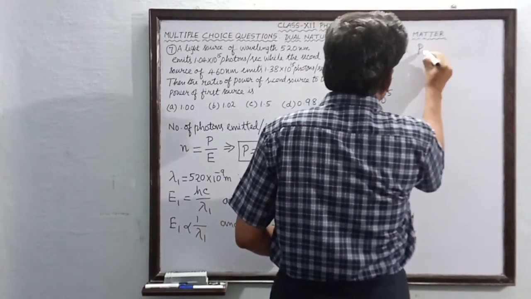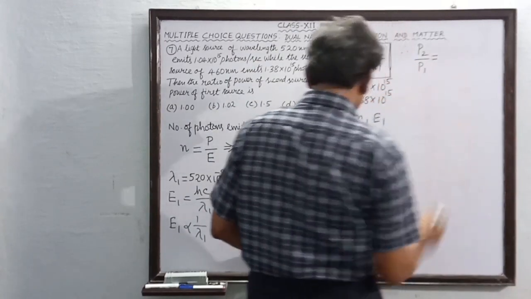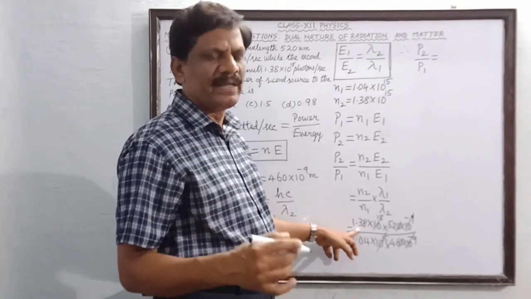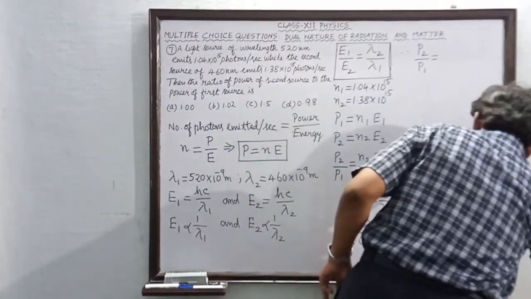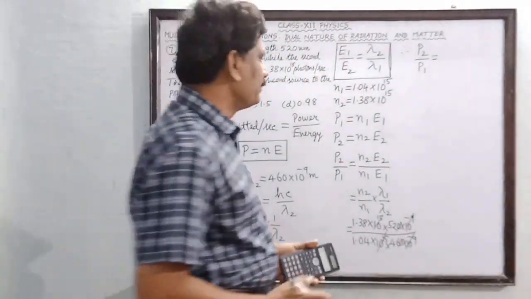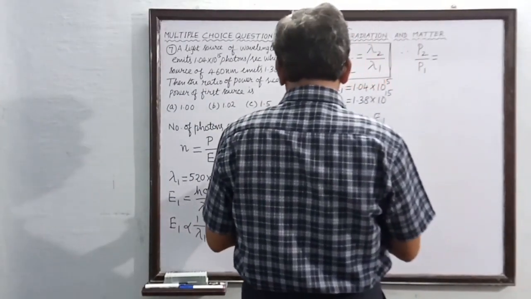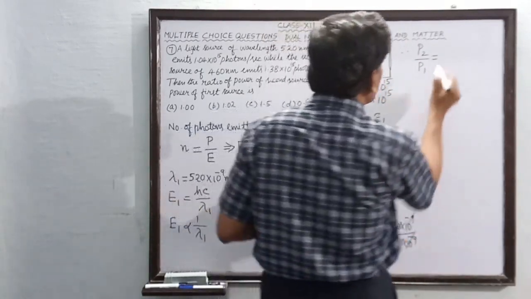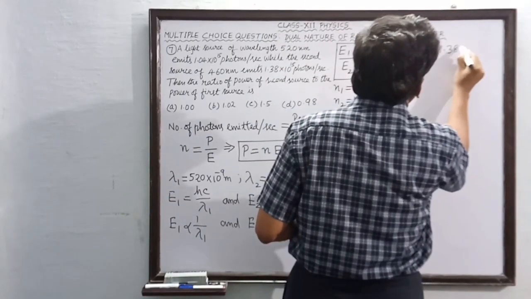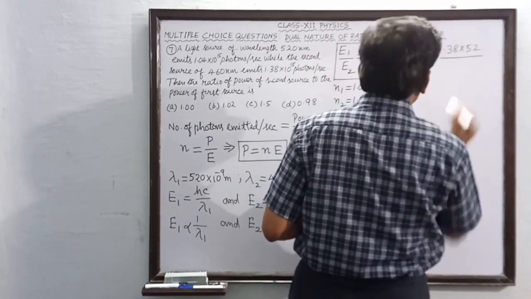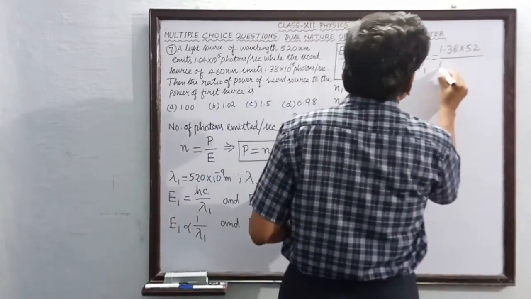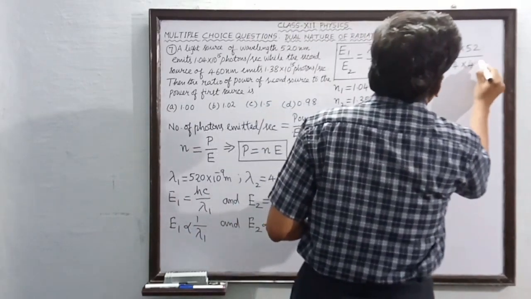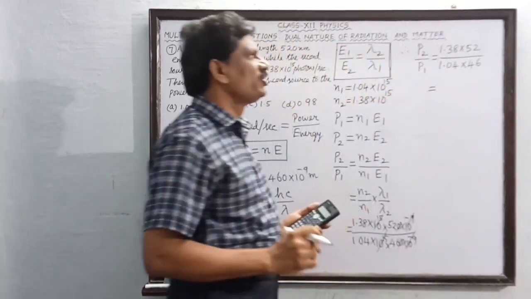Therefore, P2 divided by P1 is equal to what? We are going to multiply using the calculator, that's all. Keep the calculator ready so that you can multiply and verify it. Okay. So, I will take the calculator and I will multiply. So, this is now equal to 1.38 into 52, divided by 1.04 into 46. This ratio only we are going to find out.